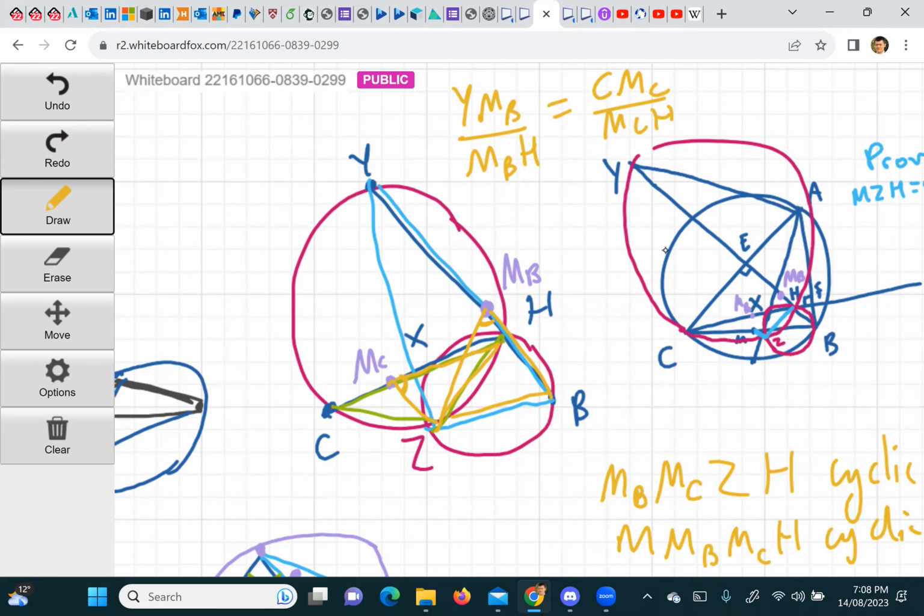Wait, did I draw the wrong? Hold on. No, I drew the wrong triangles here. It should be with X. Oh no. Hey, look at this. Okay, there's ink, and now there's ink. Oh. And the other triangle should be with X as well.